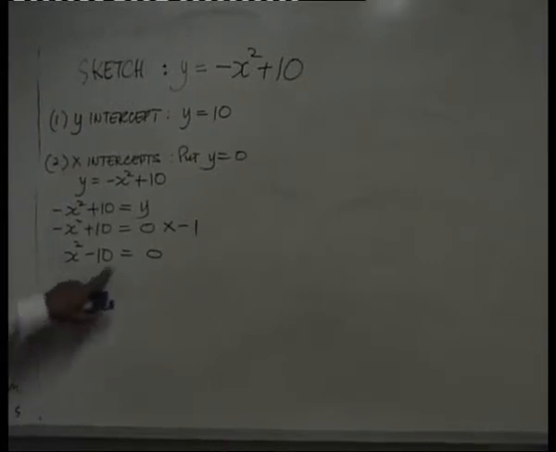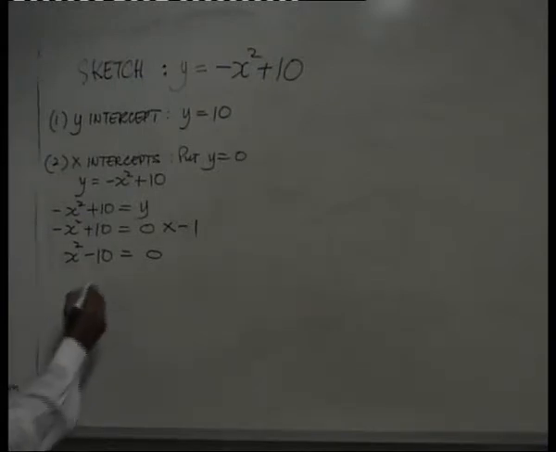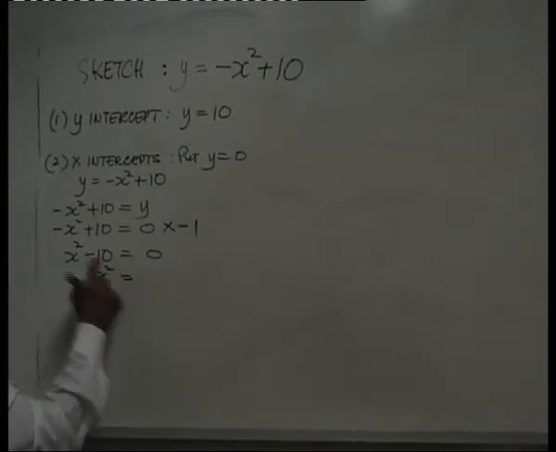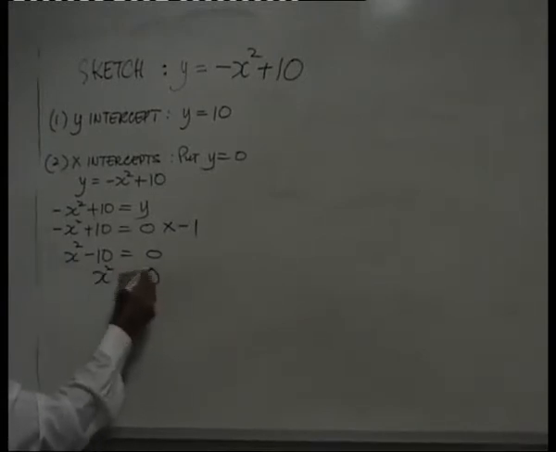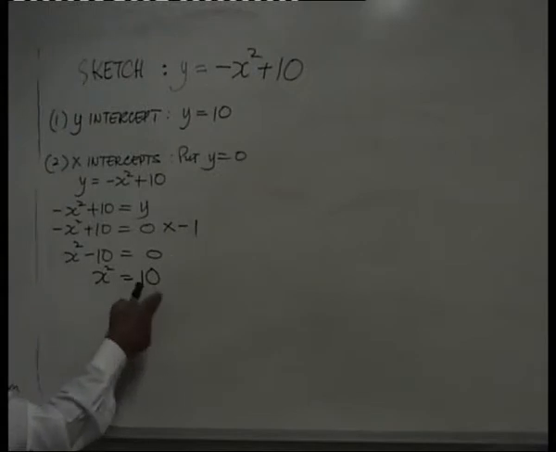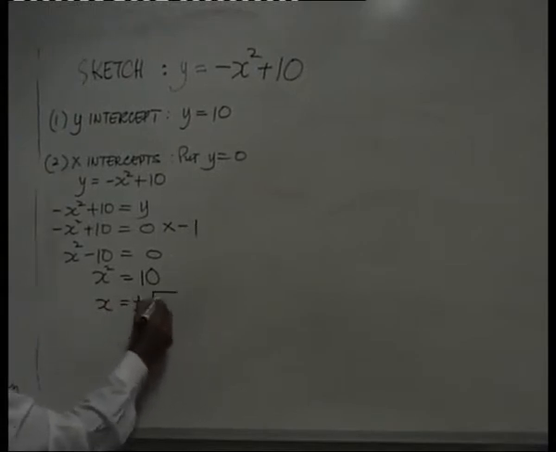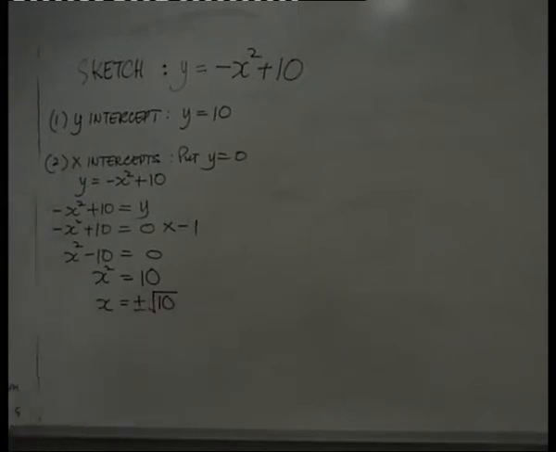Now, when you look at this, it is not a difference of two squares. It cannot factorize easily because it's not a difference of two squares. But one thing I can do, I can leave the x squared here and I can take the 10 on that side. Now clearly x squared is 10. So x is equal to plus minus the square root of 10.